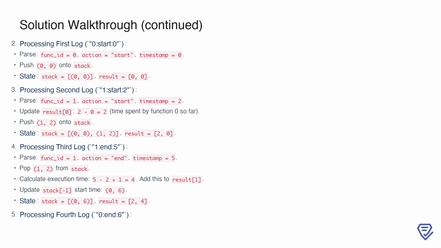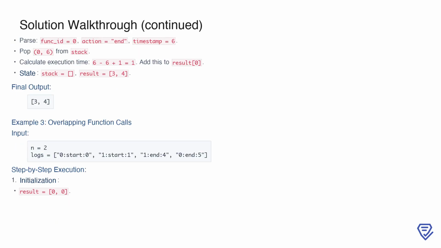execution period. In the third example, we explore overlapping function calls. The input specifies n equals 2 for two functions, and the logs describe their start and end times. We initialize result as [0, 0], and stack as an empty list. The first log indicates that function 0 starts at timestamp 0. We parse it and push (0, 0) onto the stack. At this point, the stack contains (0, 0), and result remains [0, 0].